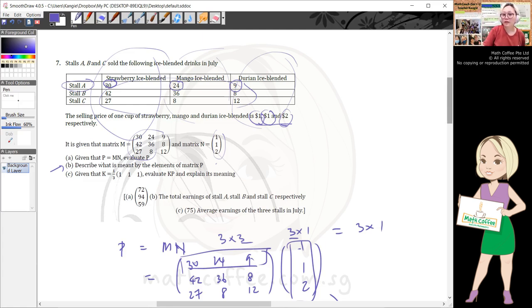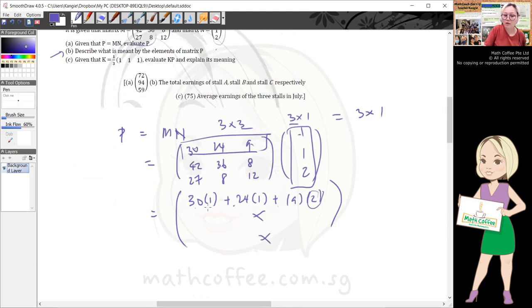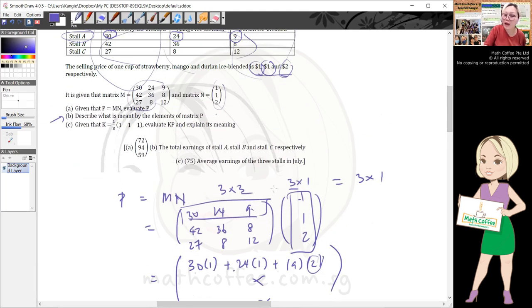That's why you always have to analyze the numbers and see, oh, they take 30 times 1, then they add 24 times 1, then they add 9 times 2. They're actually adding the first row. So it means that it is referring to store A, store B, and store C respectively.